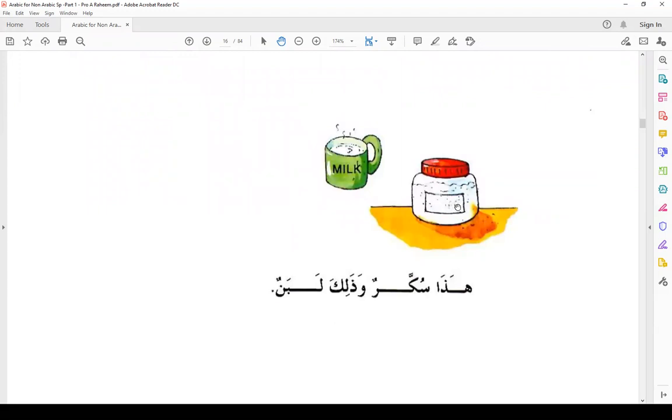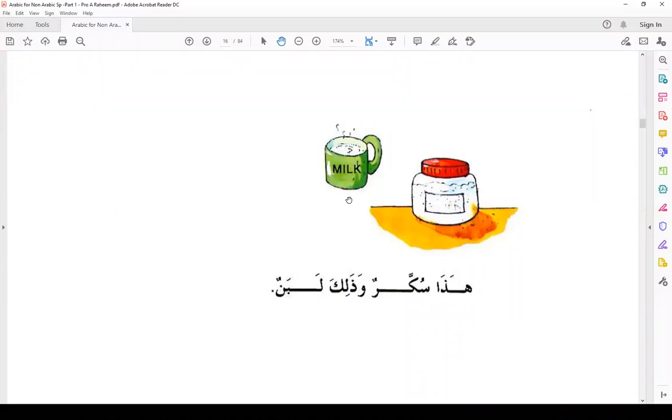So here we have sukar. Sukar is sugar. So we are asking the question now. You can ask the question. Ma hadha wa ma dhalika? What is this and what is that? And the answer will be hadha sukkarun, referring to the sugar in the bottle. Wa dhalika labanun, and that is milk. Or you can say what? Wa dhalika halibun. Dhalika halibun. Okay. Hadha sukkarun.